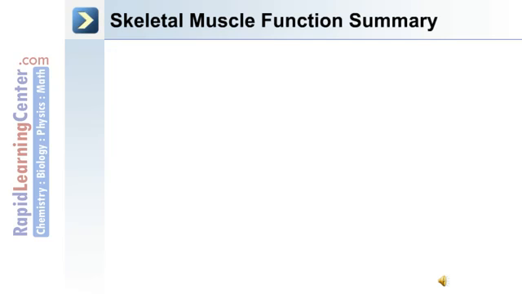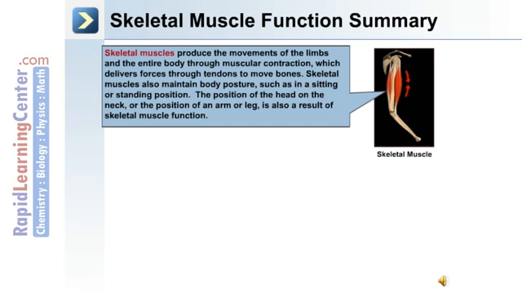Let's summarize skeletal muscle function. Skeletal muscles produce the movements of the limbs and the entire body through muscular contraction, which delivers force through tendons to move bones. Skeletal muscles also maintain body posture, such as in a sitting or standing position. The position of the head on the neck or the position of an arm or leg is also a result of skeletal muscle function.